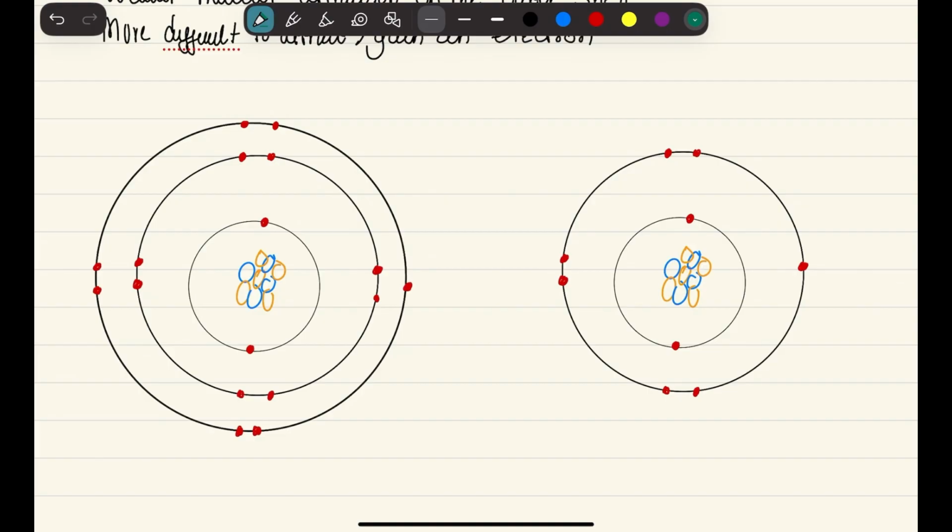So we have 7 in the outer shell. But this one here that I've put the tick next to is going to find it much easier to get that electron in because the distance between the nucleus and the outer shell is less compared to this distance. I hope that makes sense.